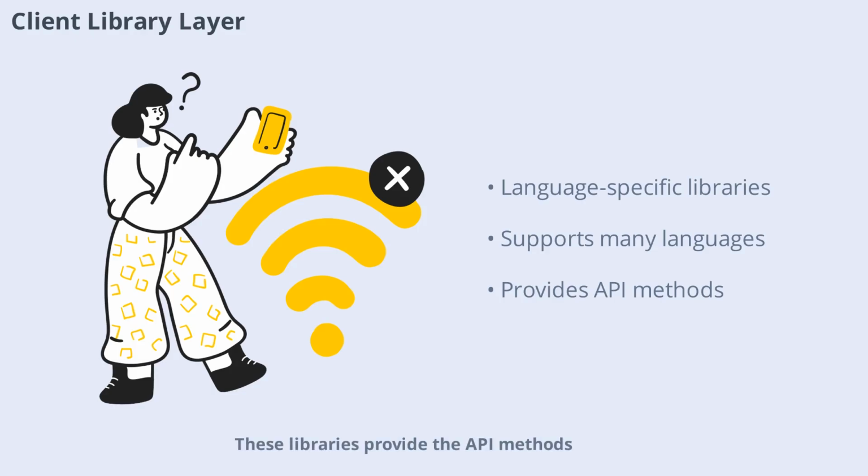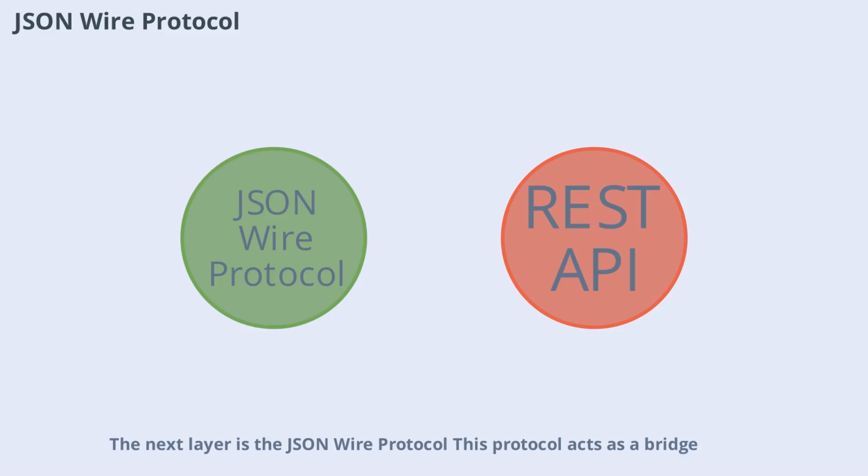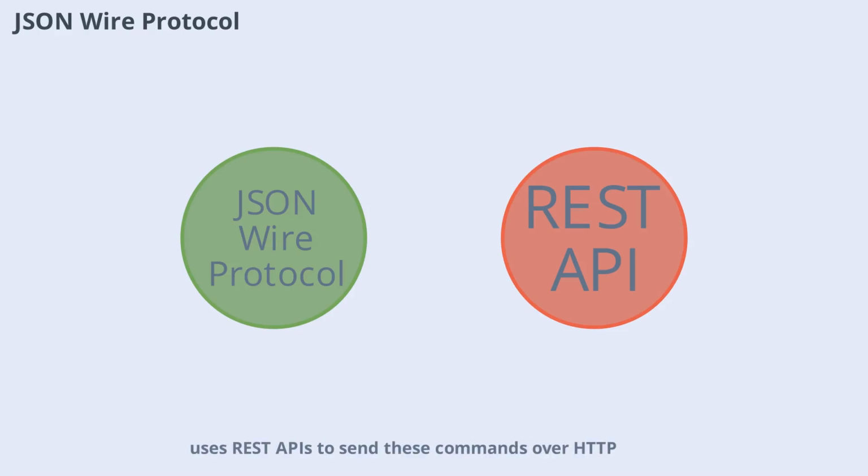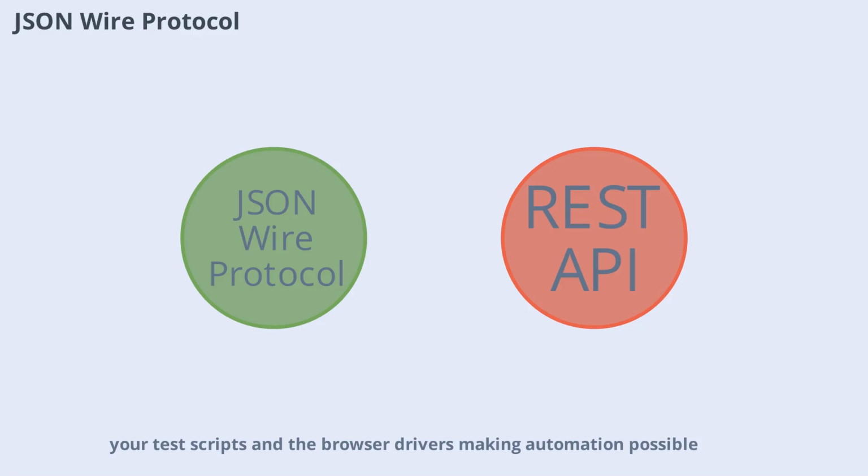These libraries provide the API methods needed to interact with browsers through Selenium. The next layer is the JSON wire protocol. This protocol acts as a bridge, transferring data between the client and the browser. It converts Selenium commands into JSON format and uses REST APIs to send these commands over HTTP. This mechanism ensures smooth communication between your test scripts and the browser drivers, making automation possible.